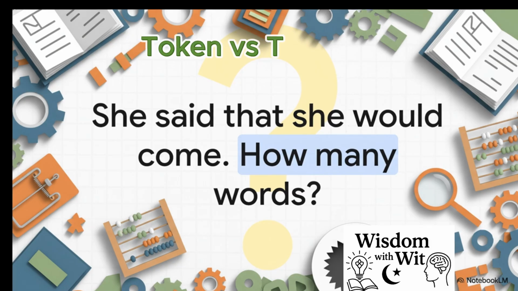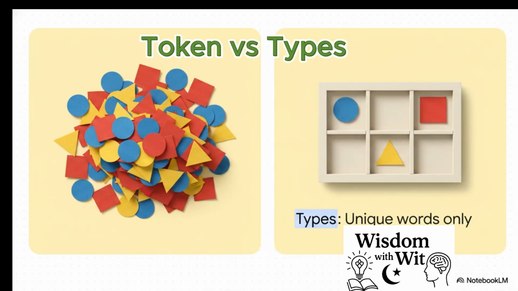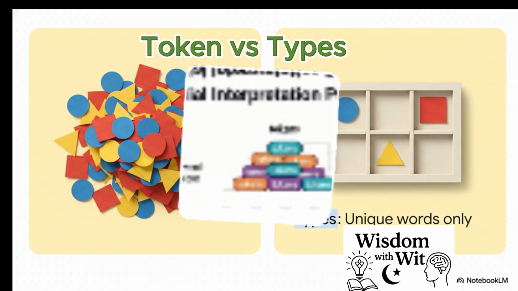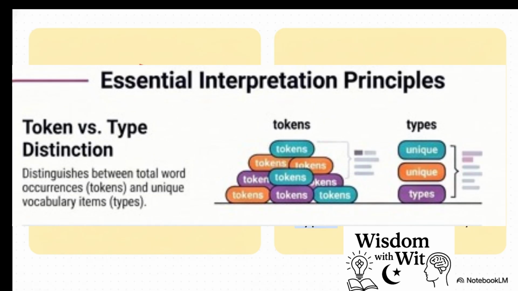Seems obvious, right? Well, let's look at the trap here. This is where you have to master a really crucial distinction: tokens versus types. Frequency software counts tokens, which are individual occurrences. So in our sentence, there are 6 tokens. But wait, the word she appears twice. That means while the token count is 6, the unique word count, what we call the type, is only 5.